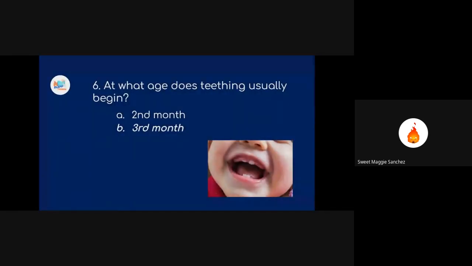Okay. Question 6. At what age does teething usually begin? So it usually begins by the third month. Yeah. So what is teething? Teething is the process of growing or cutting milk teeth. Yes. Baby teeth are also known as milk teeth. Okay.